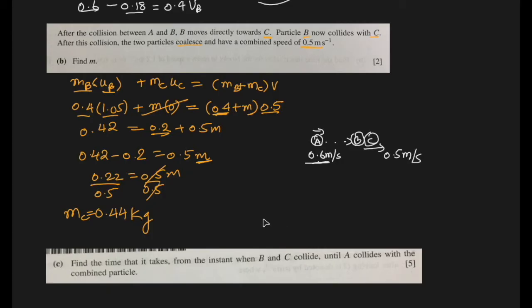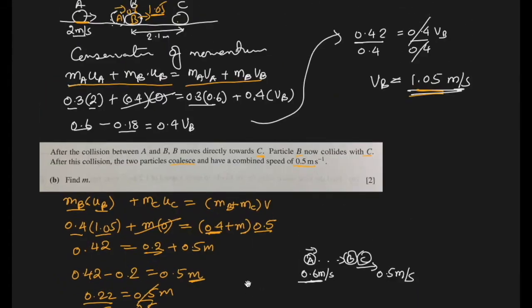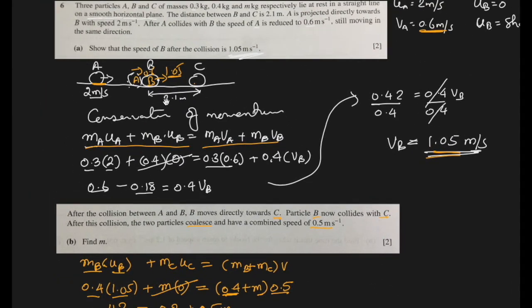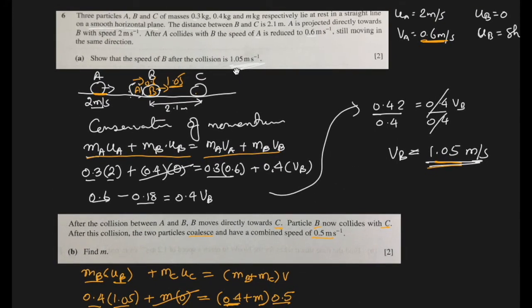So first of all, we should know how much time was the time between the collision between A and B and then B and C, because A was still moving after that, isn't it? So the distance between the two was 2 point something, 2.1 meters. 2.1 meters was the distance between B and C. So the collision happened here and then B and C collided here. So B traveled 2.1 meters to meet C. So what was the speed of B? B was 1.05, right?